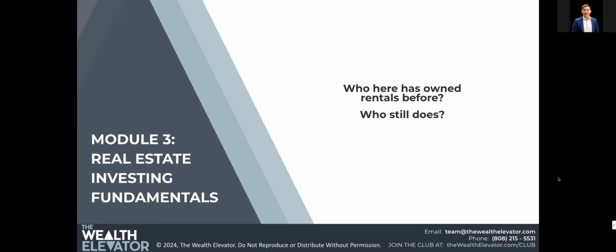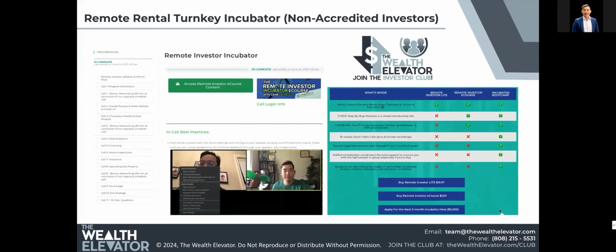Third module, real estate investing fundamentals. This is going to be going over a lot of the basics that folks will need to do to buy a rental property. But I think it really sets up those investors investing in the syndicated deals to have a baseline knowledge of what is exactly going on at the business level of these types of deals, especially for those people who have never owned rental properties.